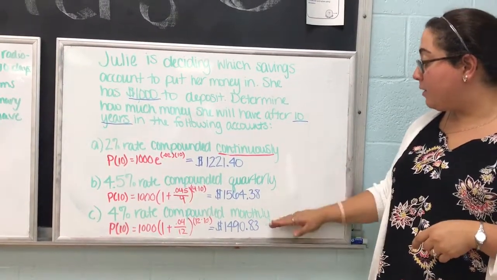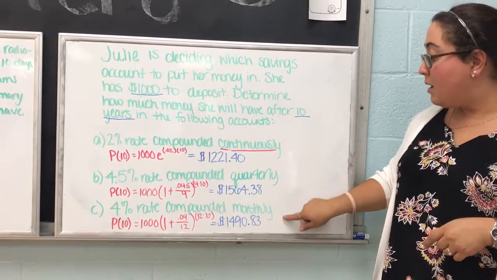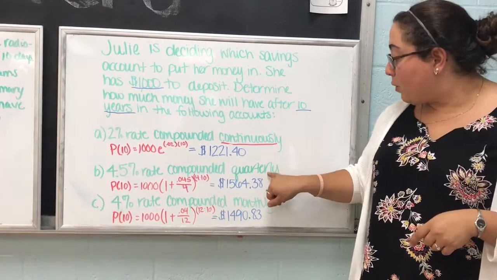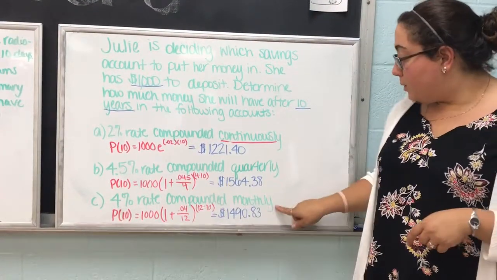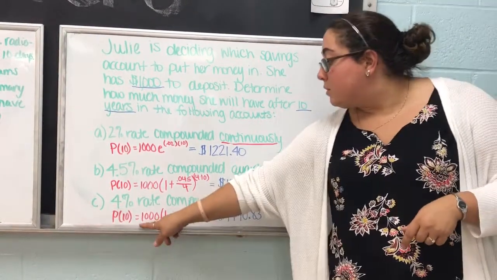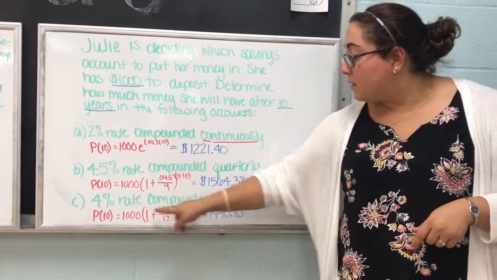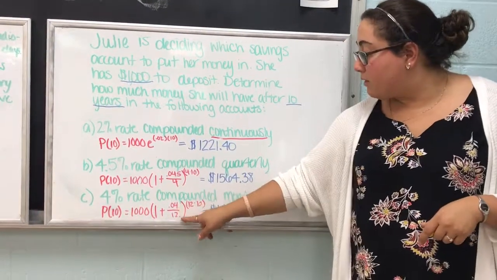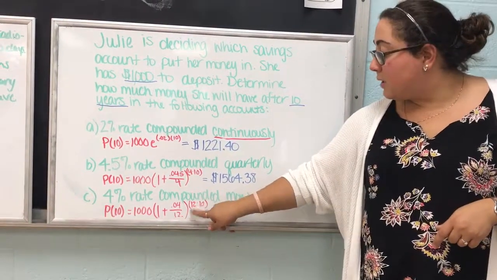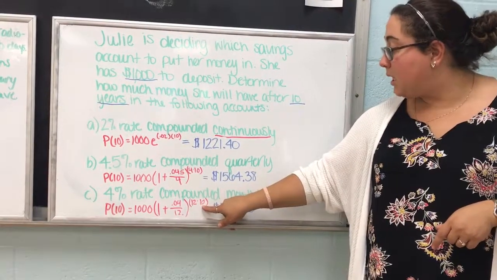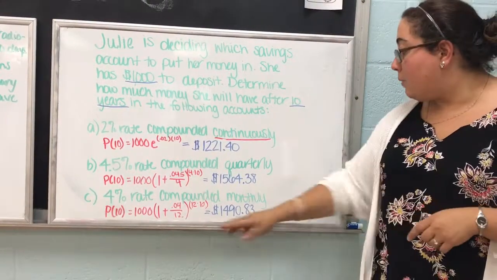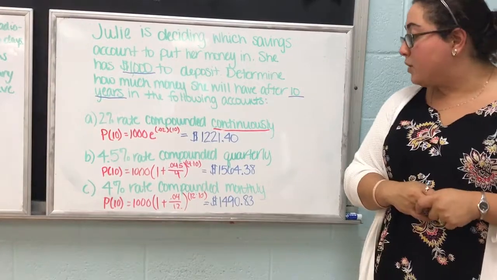And lastly, it says compounded monthly. So again, a very similar equation to B, but instead of it being compounded quarterly where we used 4, we're using 12 because it's monthly. So 1,000 is your initial amount, 1 plus the rate, in this case it's 4%, so 0.04 divided by 12, raised to that same n times t, which we said was 10 years. And when I put that in a calculator, I get 1,490.